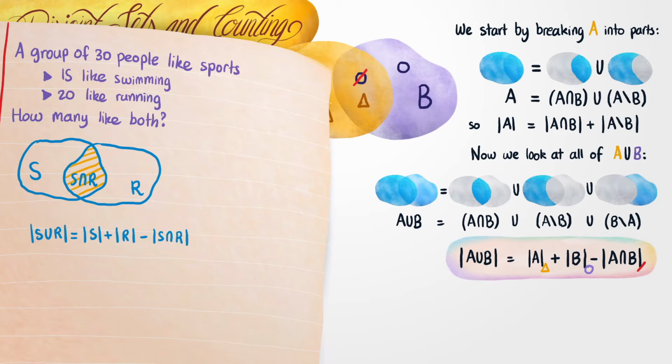So instead of using A and B, this time we have to say that S or R is the same thing as S plus R minus S and R. So if that's the case, we know that S or R is the same thing as 30 because we have 30 people in total. S is the same thing as 15 and R is the same thing as 20.